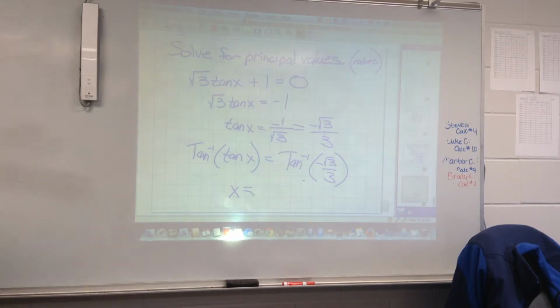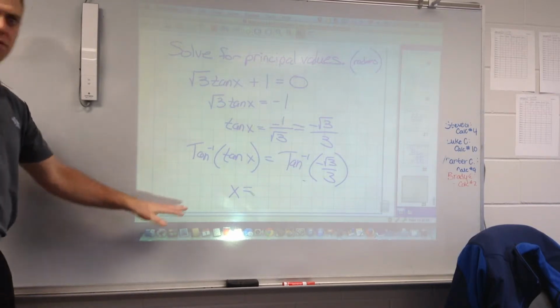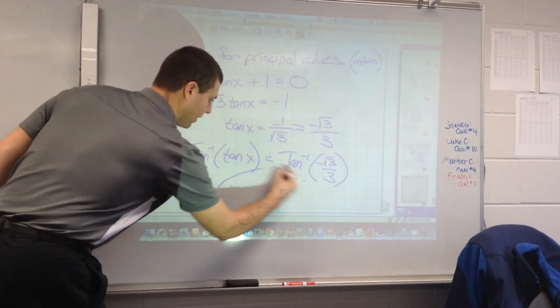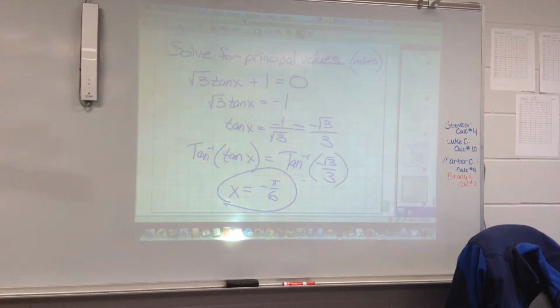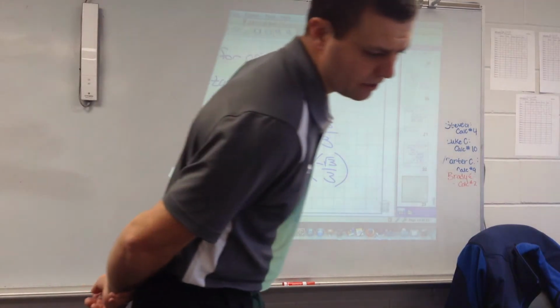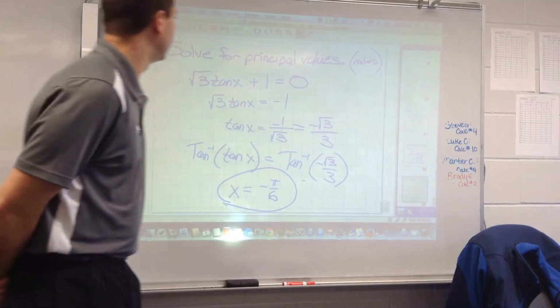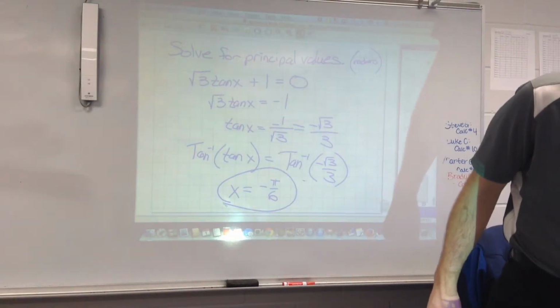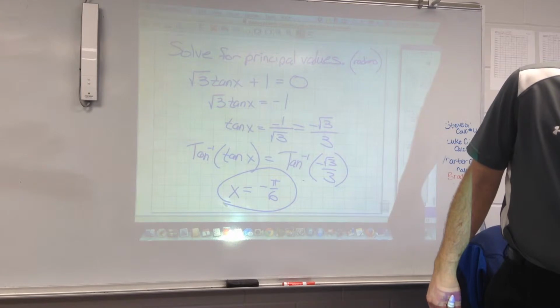All right. So negative pi over 6, right? And that would be it. That'd be the only answer you have to give me on that one. Okay? So that'd be solving for principal values. Most of yours today are going to be that simple. Let me give you one more that's a little bit tougher.